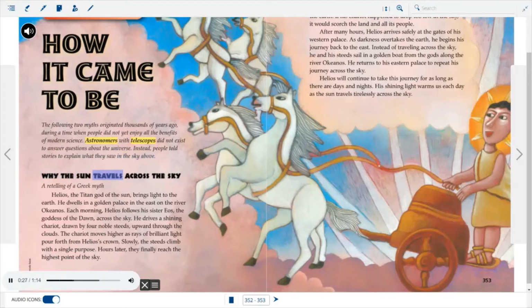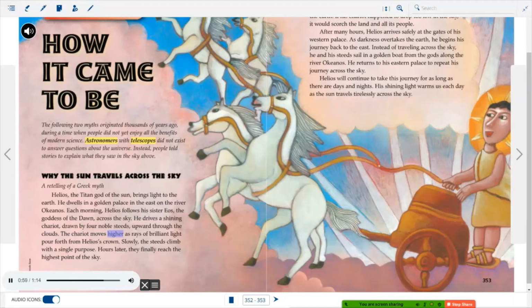Why the sun travels across the sky. A retelling of a Greek myth. Helios, the Titan god of the sun, brings light to the earth. He dwells in a golden palace in the east on the river Okeanos. Each morning, Helios follows his sister Eos, the goddess of the dawn, across the sky. He drives a shining chariot, drawn by 4 noble steeds, upward through the clouds.